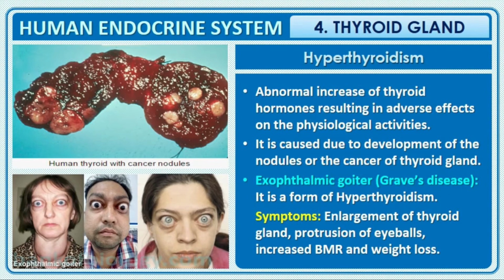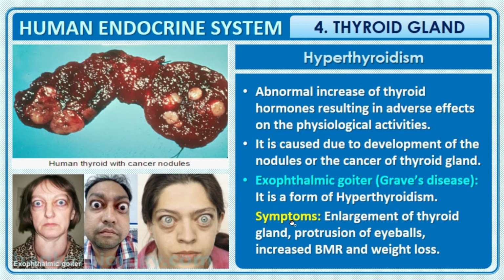It is caused due to development of nodules or cancer of the thyroid gland. Yes, overproduction of thyroxine. Here we can see small nodules in the thyroid gland. So, exophthalmic goiter, that means Graves' disease. Exophthalmic goiter is a form of hyperthyroidism.